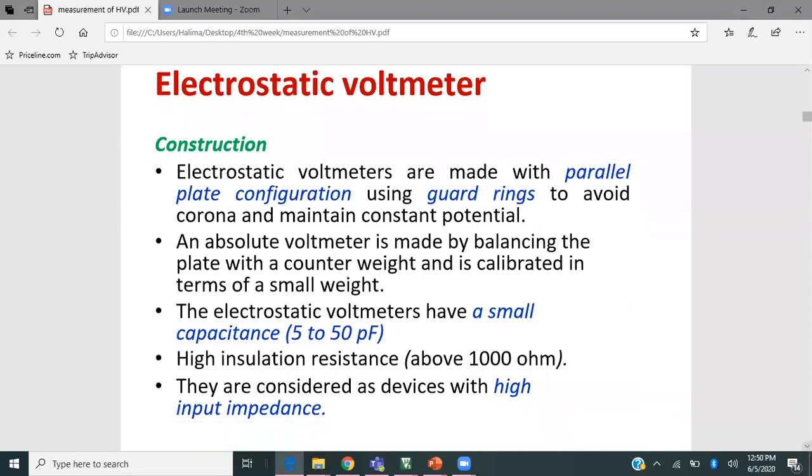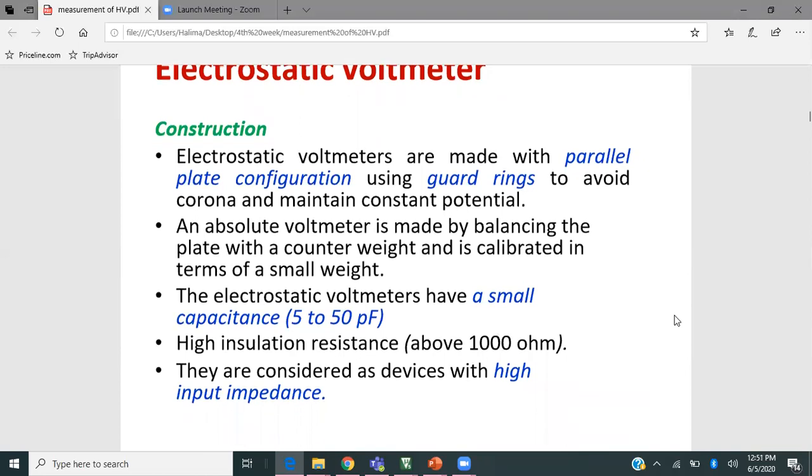Electrostatic voltmeters are made with parallel plate configurations using guard rings to avoid corona and maintain a constant potential. An absolute voltmeter is made by balancing the plate with a counterweight and is calibrated in terms of a small weight. They have a small capacitance of 5 to 50 picofarad and a high insulation resistance, above 1000 megaohm. They are also considered devices with high input impedance.